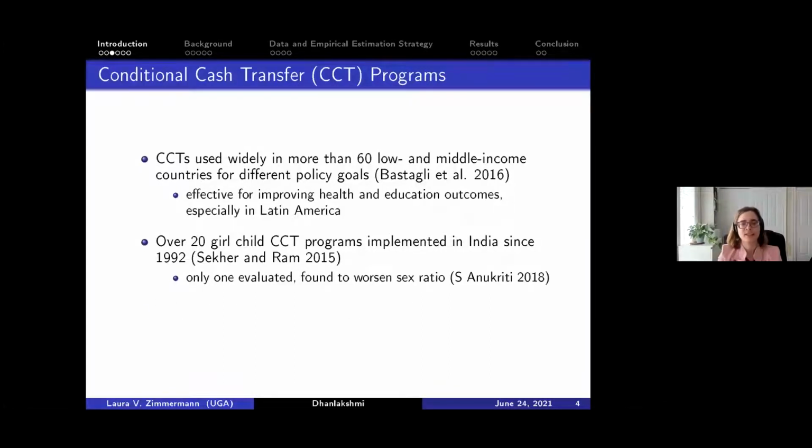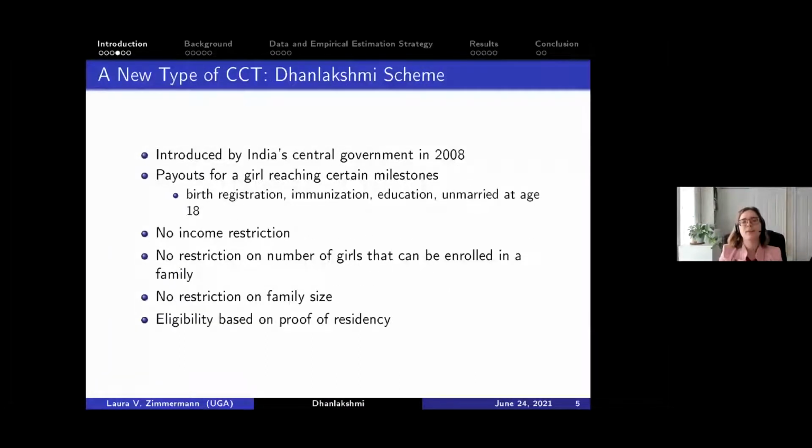For us, this begs the question: is the entire CCT program really an ineffective or even harmful program that should not be used to try to attack son preference? Or was that one program that has been studied just problematic due to certain design features? So what we're doing is trying to go as much as possible to the opposite end of the spectrum, in terms of design features, from the Devi Rupak scheme that Anukriti studied.